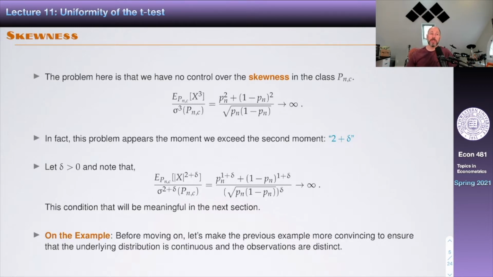Okay. Notice that if I were to just look at the numerator here, this numerator is fine, doesn't go to infinity. You see that. So it's just a definition that depends on the ratio. Now, on the example, before moving on, let's make the previous example more convincing to ensure that the underlying distribution is continuous and the observations are distinct.